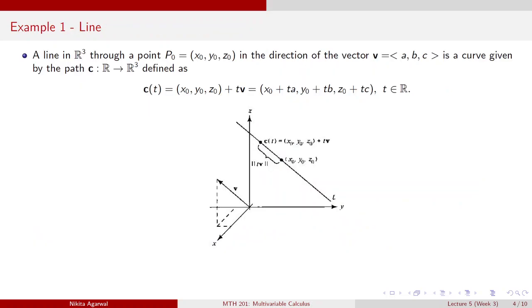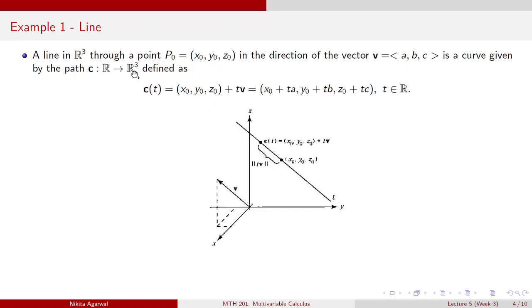So the first example is a curve in R3, or a path in R3. A line in R3 through a point P0, which is x0, y0, z0, in the direction V, which is given by components a, b, c, is a curve given by the path C. Here the interval is R because a line is stretched in both directions. It goes in both directions.